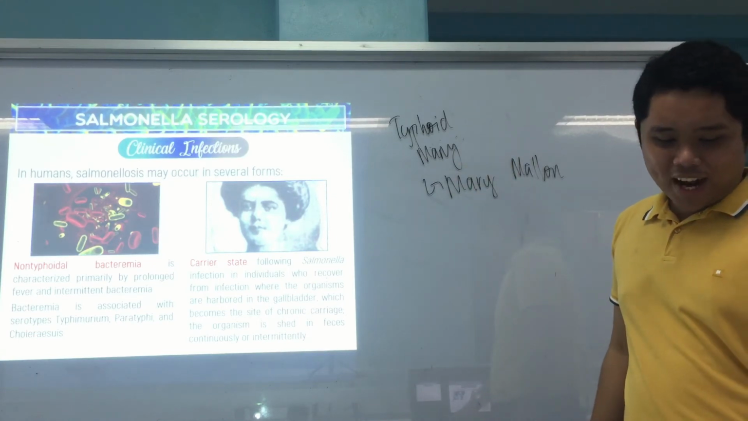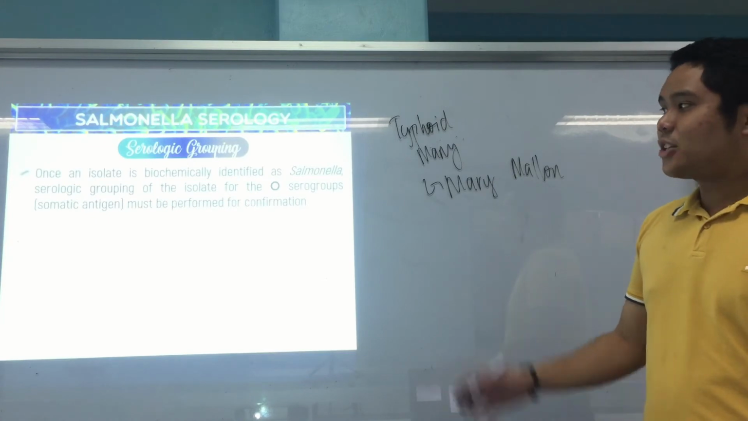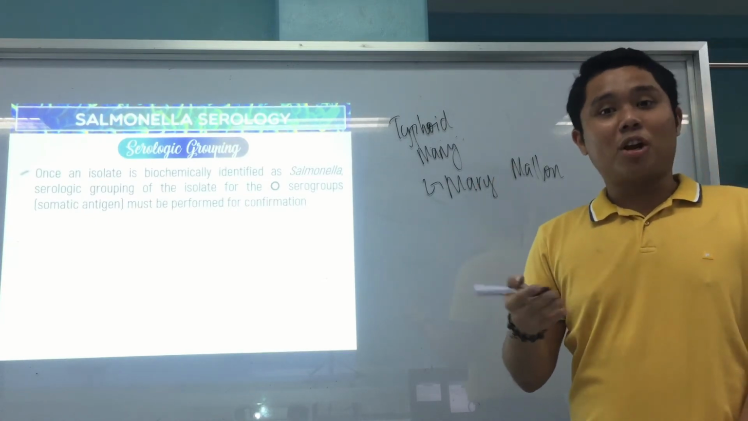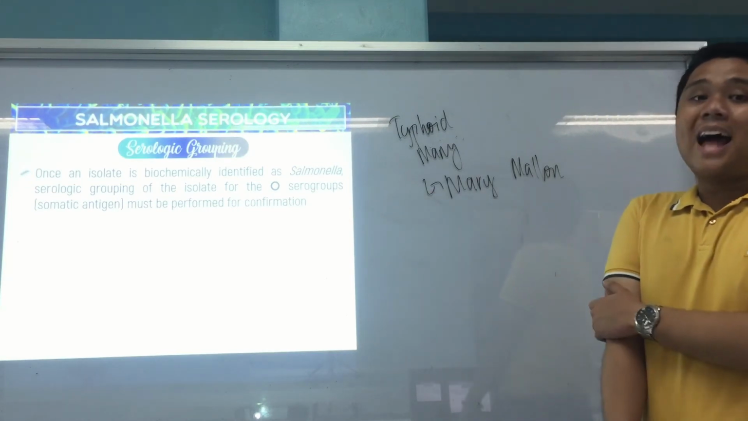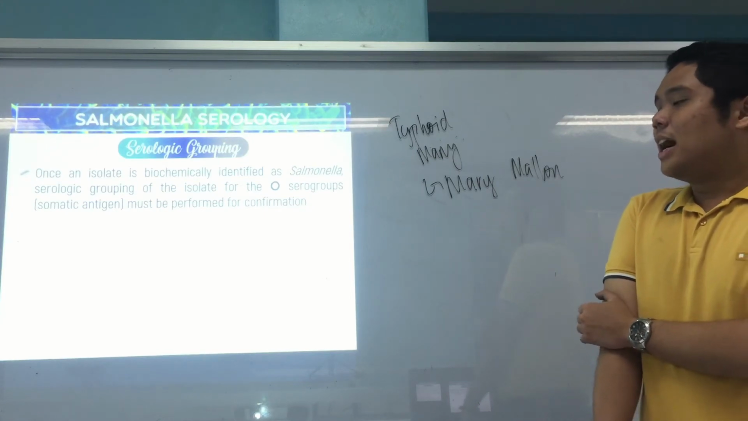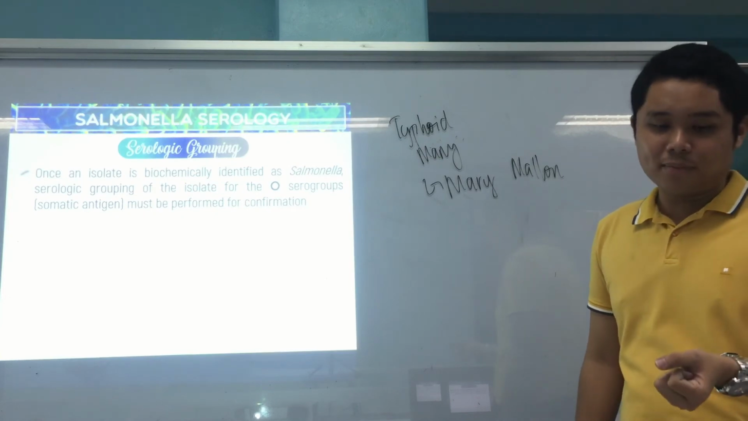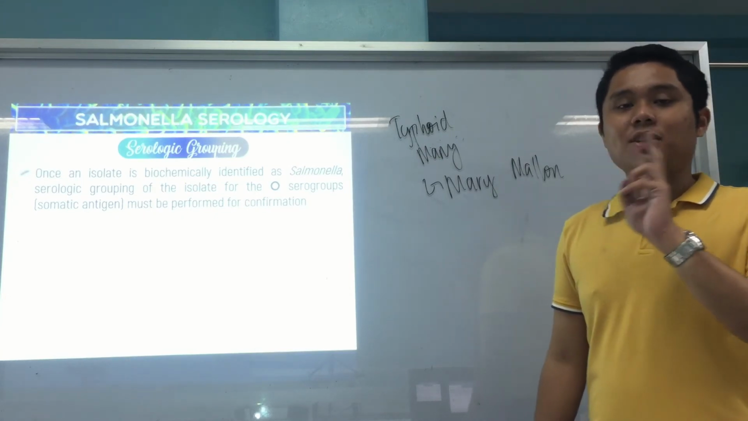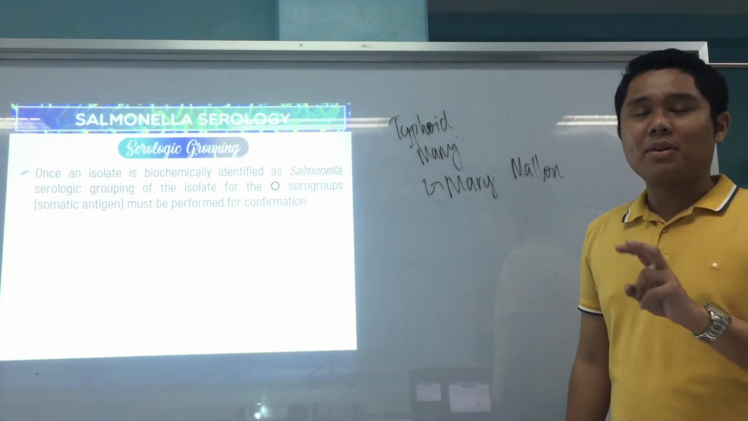Now, for serologic grouping, as we mentioned, once an isolate is biochemically identified as Salmonella, we then determine its serotype or serovar, using the O antigen or O serogroups, the somatic O antigen. We perform that for confirmation, to know which serotype it is. Because we mentioned that you have only two major species: Salmonella enterica and Salmonella bongori.